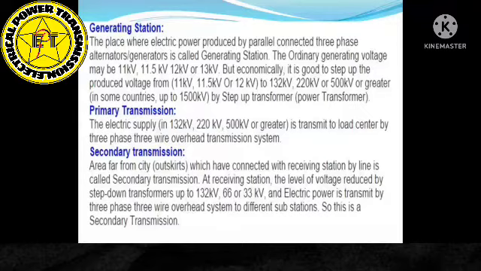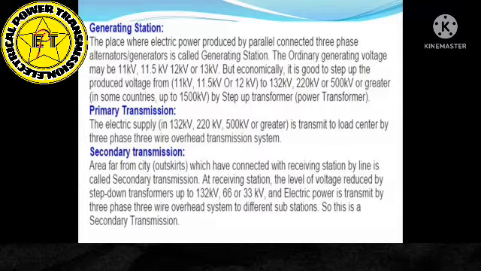So now as I cleared, primary transmission, this electric power supply in 132 kV, 220 kV, 500 kV or greater, but I again repeat that we have an upper limit of 500 kV in Pakistan, is transmitted to the load center by three-phase, three-wire overhead transmission. Remember, power transmission is carried through a three-phase, three-wire system, no fourth wire so far.